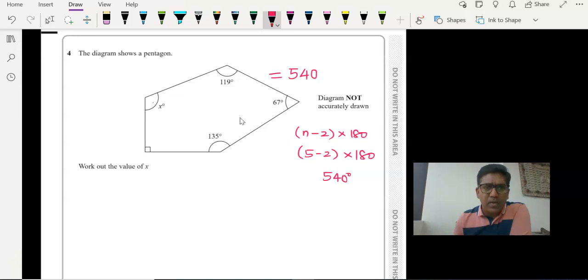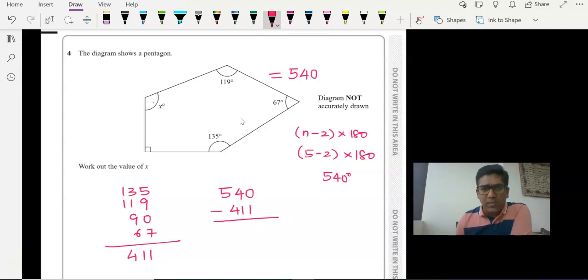Now, to find the missing value, we'll add up all the 4 angles and subtract from 540, and you will get the value of x. So I have 135, 119, 90 and 67. When you add up all, it gives you 411. To find the value of x, you subtract 540 minus 411. That will give you 129 degrees. So the value of x is 129.